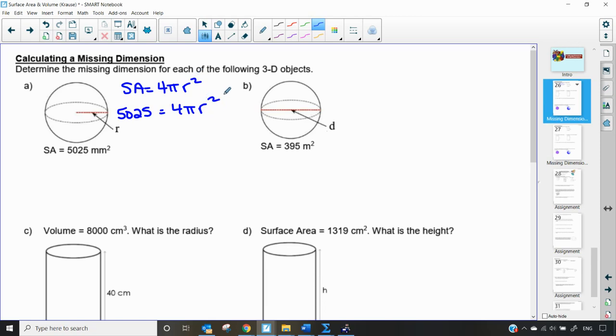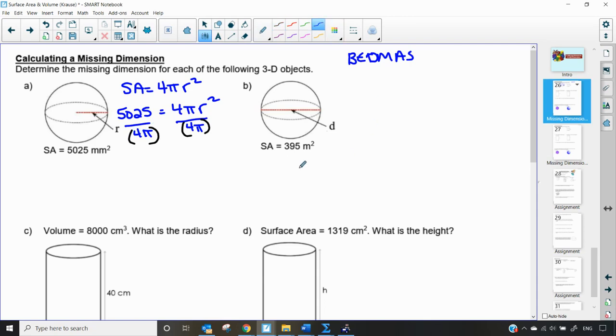Now in order to get the r by itself, the first thing we have to do, remember BEDMAS backwards, is to add or subtract, but we don't have anything to add or subtract, so our next step is to multiply or divide. We need to get rid of the 4 and the pi, so we're going to divide by 4 pi. Now it's important when you put this in your calculator that you remember to keep that in brackets. Or you can divide by the 4 first and then divide by pi, you'll get the same answer.